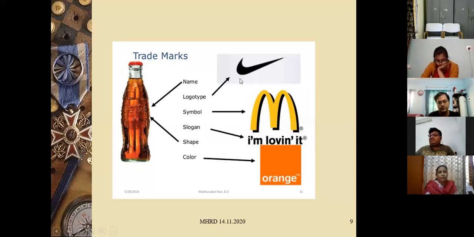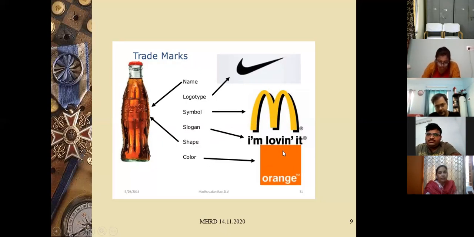Now this is an example for a logo type. Now, without even writing the name of that company, with this logo type we identify that it is Nike. Or it could be a symbol like M, we know what it is for, and this is the slogan which they use below that symbol.